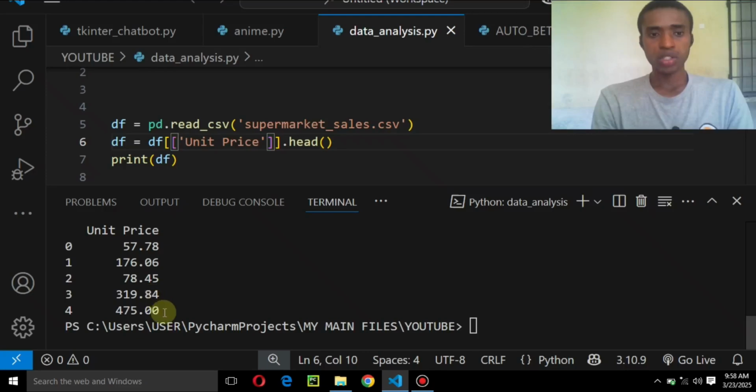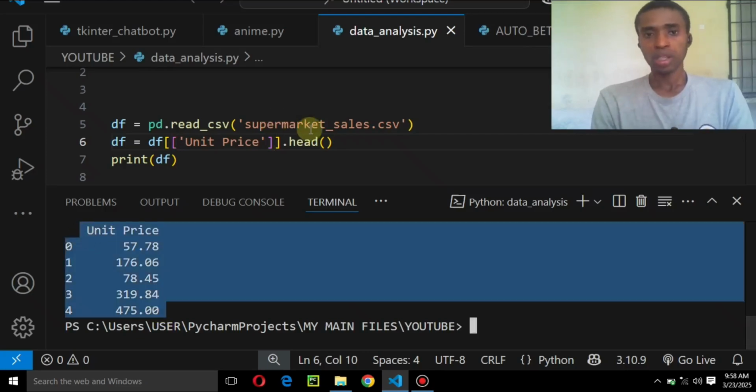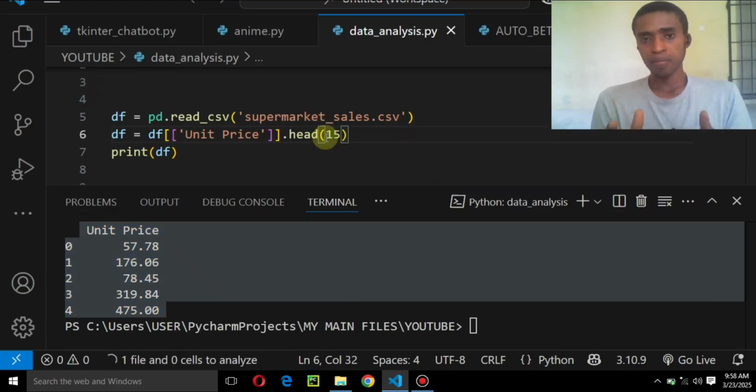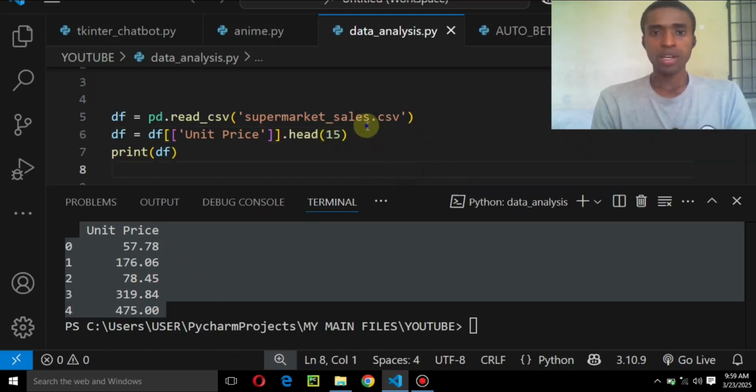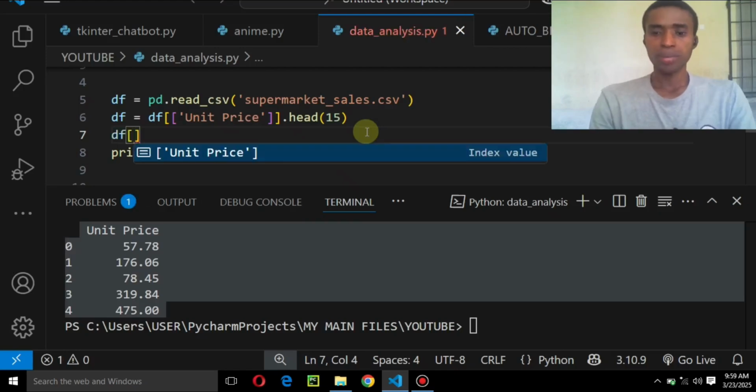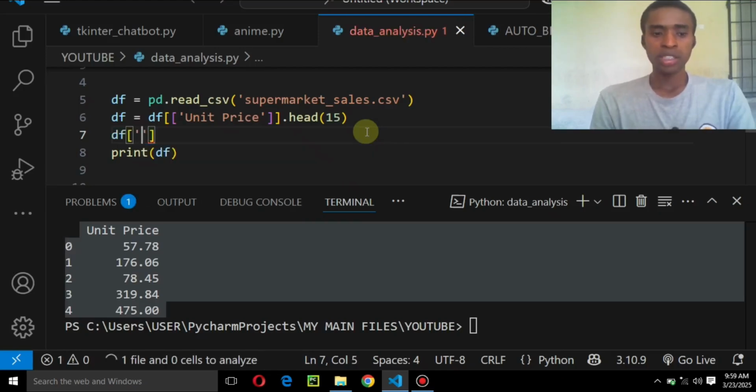Running unit price, this is what we got, as expected, but I want to limit this to the first 15 rows. Now I can apply the rolling function. I can create a new column, and I explained how to create a new column in my previous video. I can call it rolling underscore unit price, but that is too long, so I can just call it row unit price.